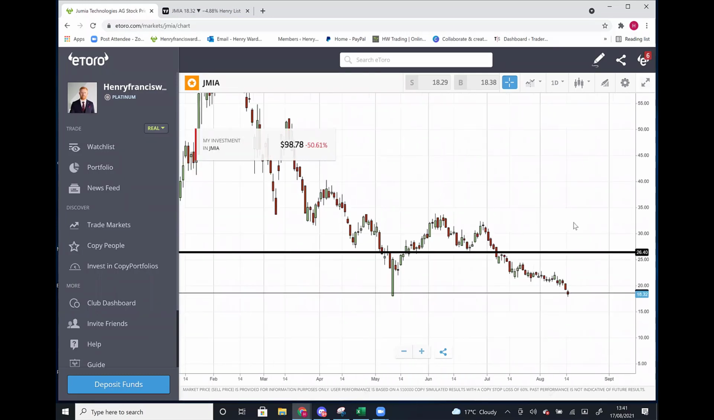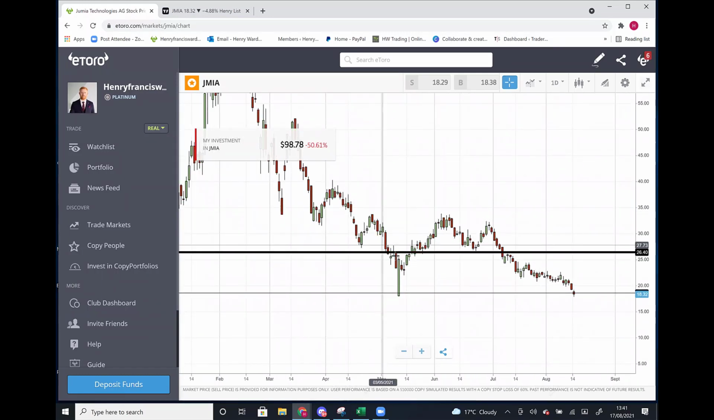But if we're looking at the structure, it comes down to here. We have this big old gap down to this level, and at this level we have the buying bar straight off it.